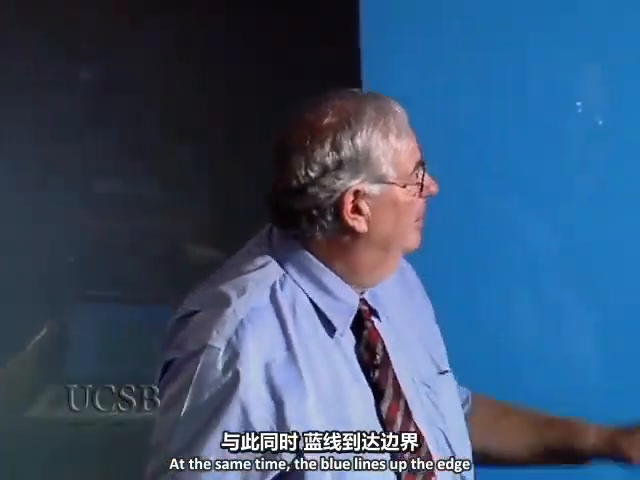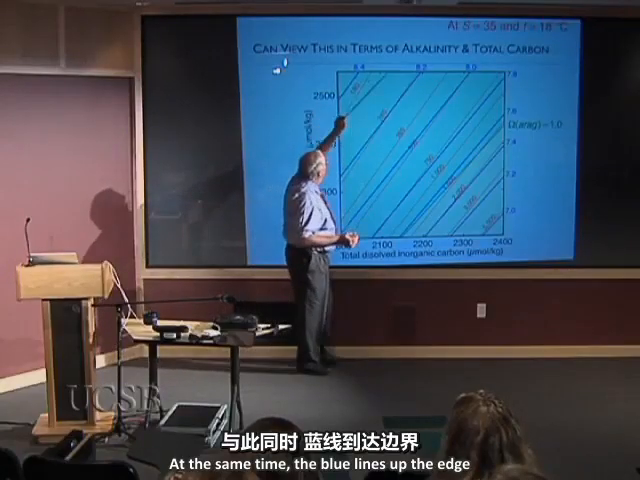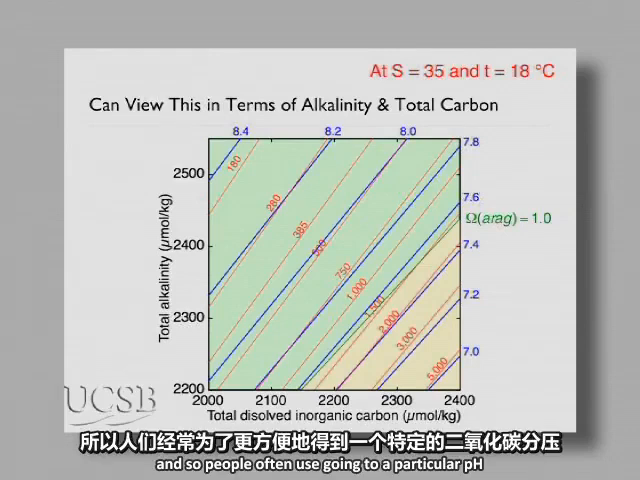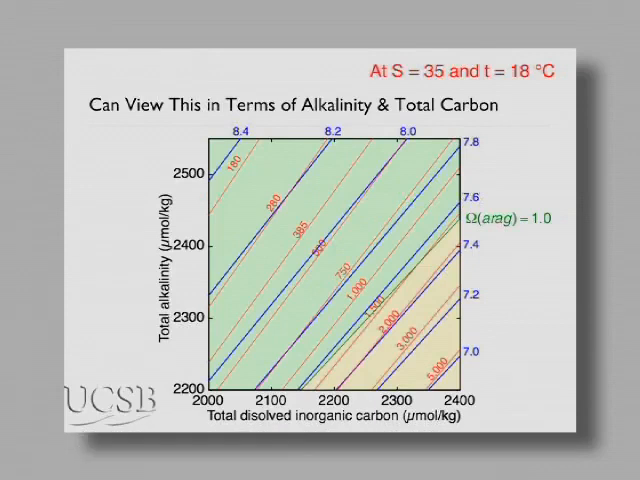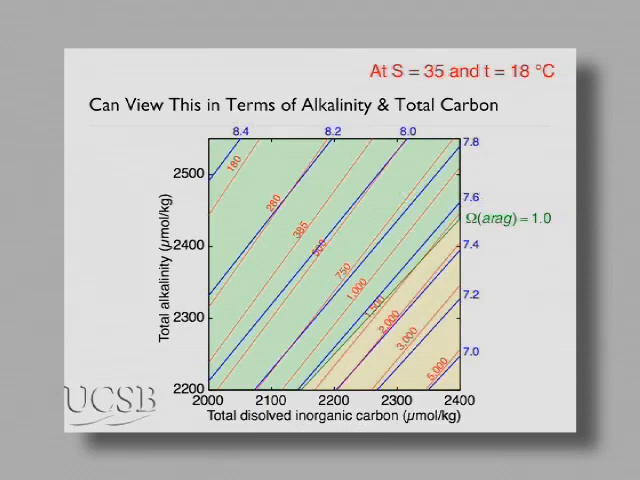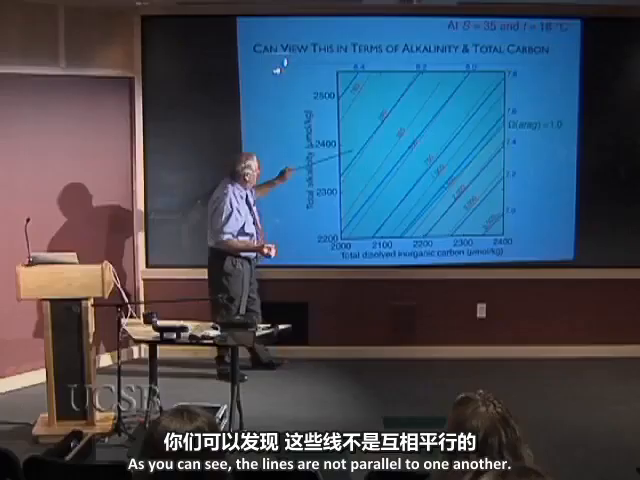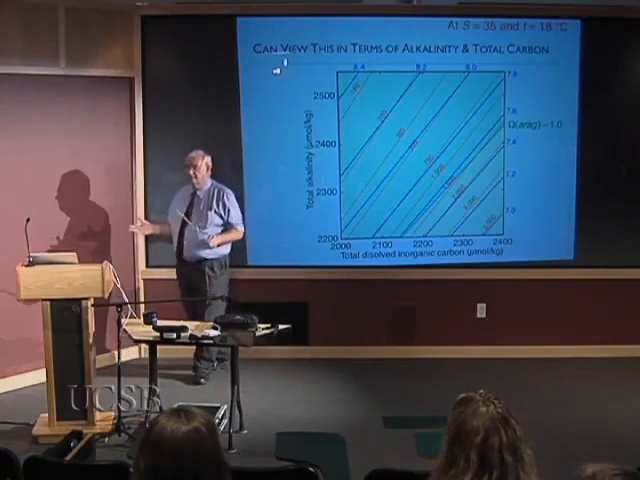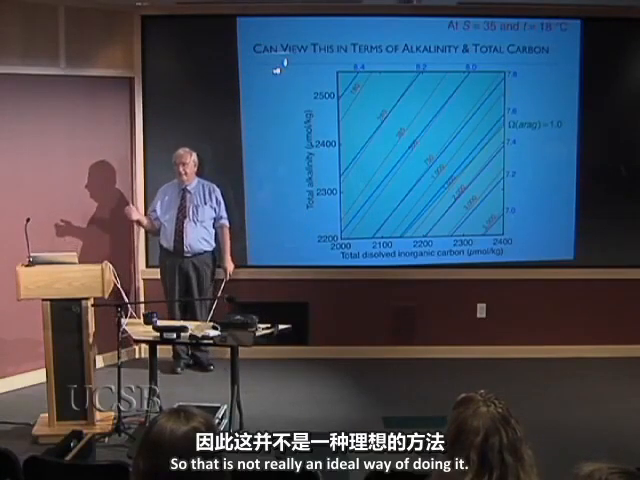At the same time, the blue lines are pH. And so people often use going to a particular pH as a convenient way of going to a particular PCO2. As you can see, the lines are not parallel to one another, so that's not really an ideal way of doing it.